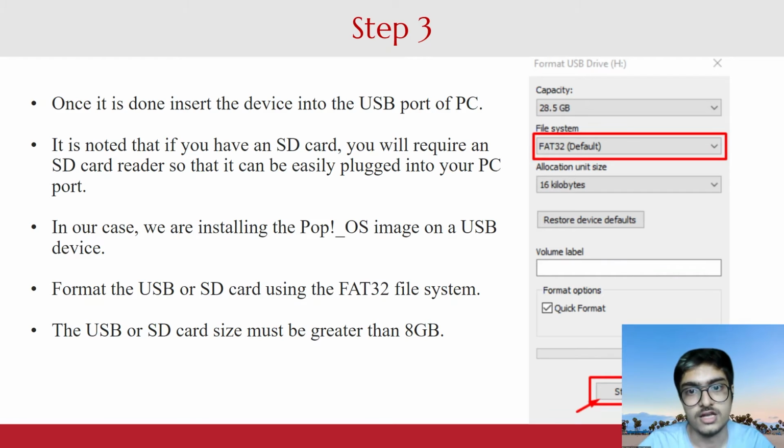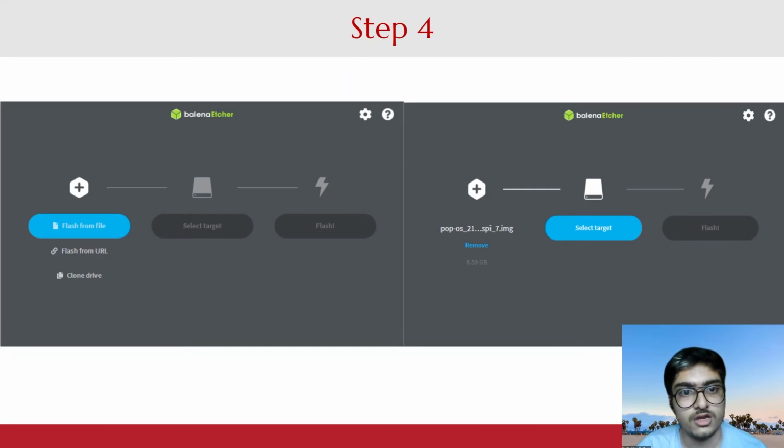And as you can see, there are multiple steps. We have kept the file system FAT32 and we have allocated 16 kilobytes. And yes, we require the SD card to be at least 8 GB. So after installing Balena Etcher, we will select our image. Then we will select the target. The target will be our SD card, USB drive.